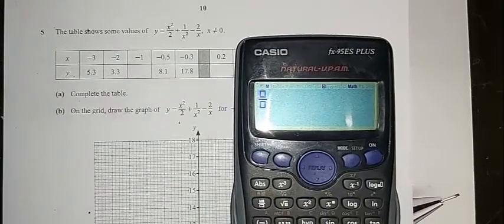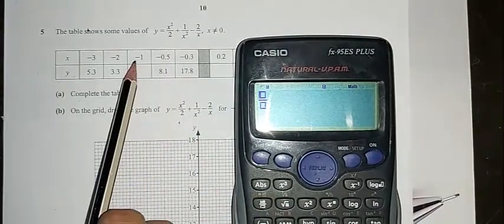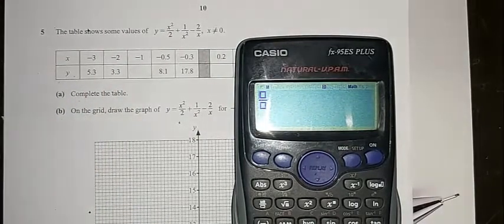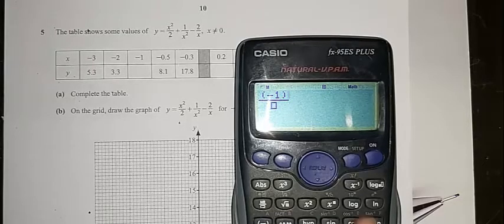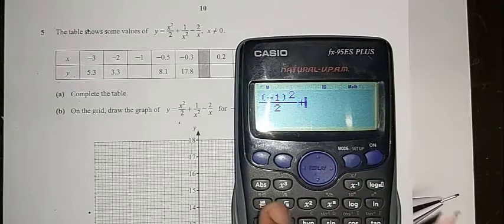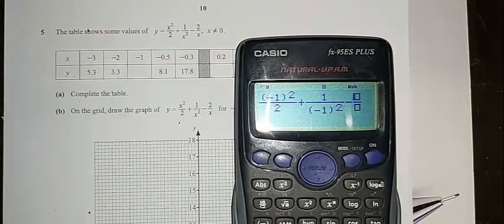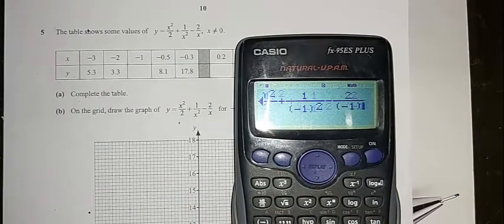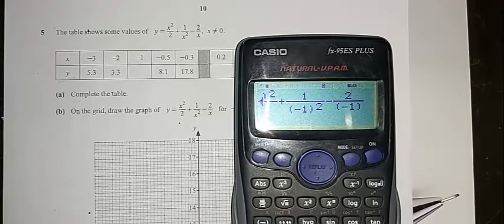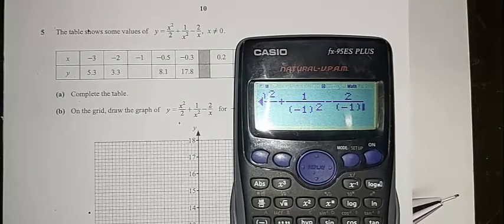Here, x to the power 2, where x is minus 1, so minus 1, and don't forget to put minus 1 inside brackets, squared over 2, plus 1 over x squared, x is minus 1 squared, minus 2 over x, minus 1. It's better to put the values of x inside brackets.